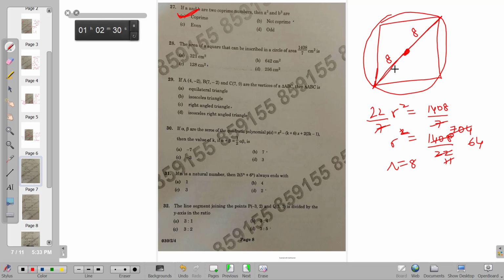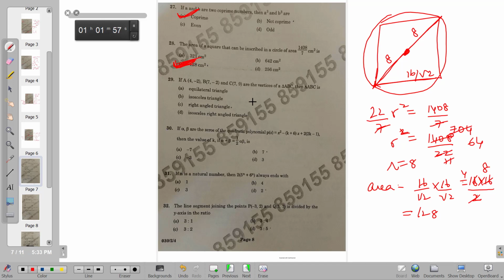Diagonal is 16 means that the side would become 16 by root 2. So the area of square will become 16 by root 2 into 16 by root 2, which is 16 into 16 by 2. So you're getting 8 times 16, which is 128. That will be the answer. 28th question is C. For those of you who are not very good with your calculations, this would have been a time consuming question, in which case you could have skipped this.